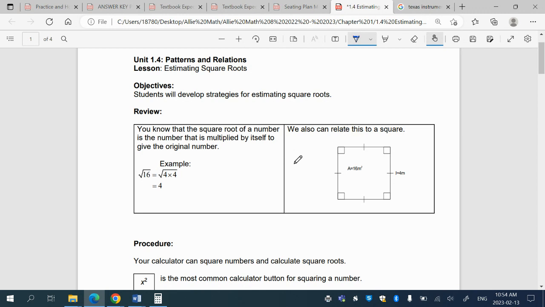We can also relate this to a square. I think you've written these formulas on a lot of your pages over the last few days. So it's good to know that length squared equals area, and that the square root of area equals length. So in this square right here, we have the side length of 4 meters. So if we did 4 squared, we would get the area. So 4 times 4 is 16 meters squared. And if we used our formula and took the square root of this 16, we would get the side length, and we would get 4 because 4 times 4 equals 16. So that's how it's shown visually.